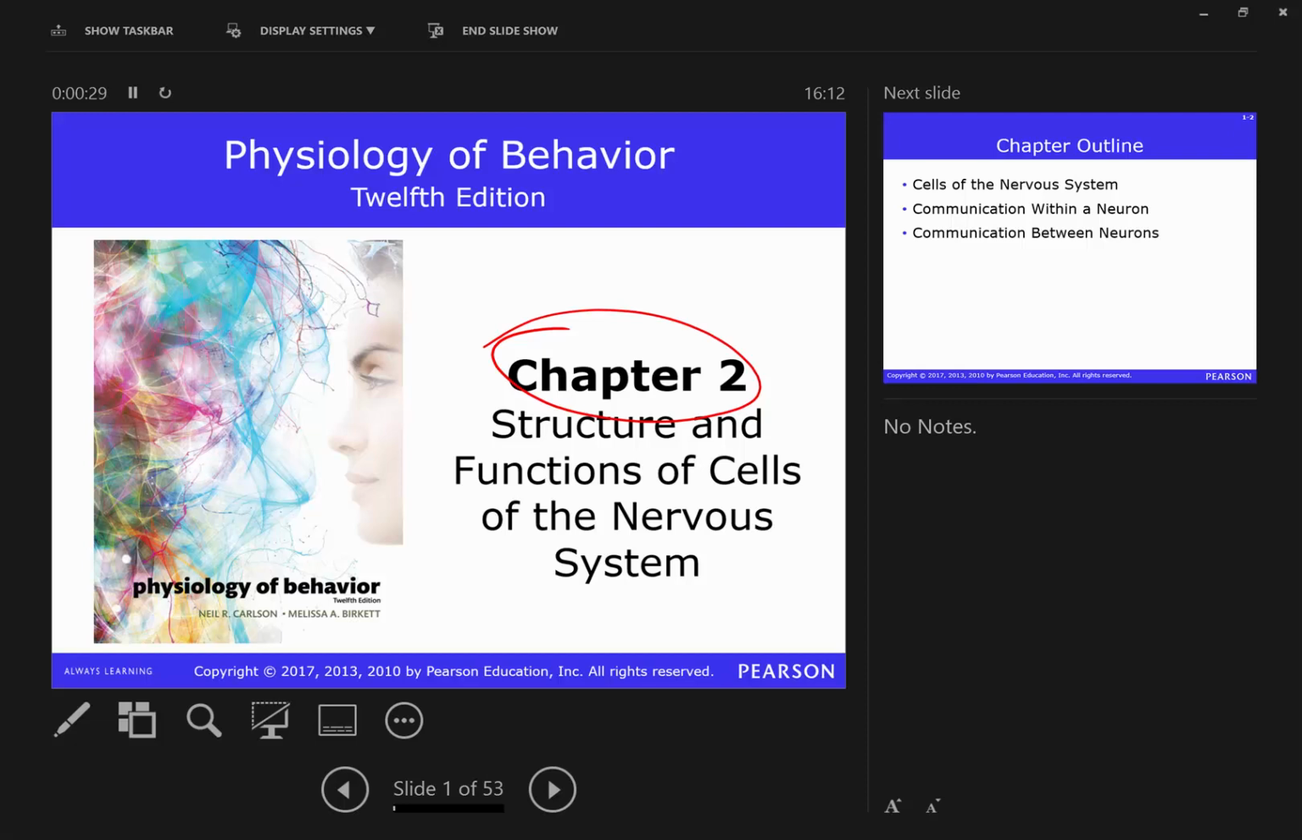Chapter 2 is the most difficult chapter. The reason it's the most difficult chapter is for those of you who have not had physiology. Anybody have a basic physiology course? Okay, so you guys are going to be fine. The rest of you, I'm really sorry. Just hang in there, right? So this chapter is going to be tough.